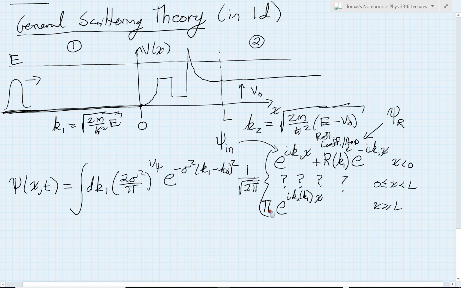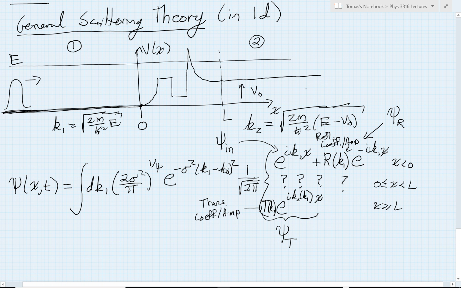I will call that capital T of k1. So the capital T is the transmission coefficient, or sometimes called the transmission amplitude. And this whole piece that gets constructed from that part of the solution, I will call, again, psi sub t. That will represent some transmitted packet moving out here.